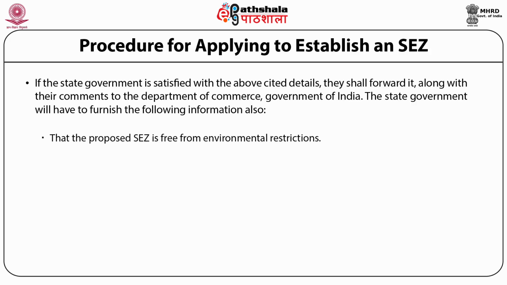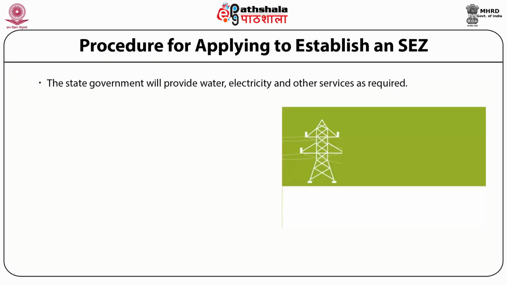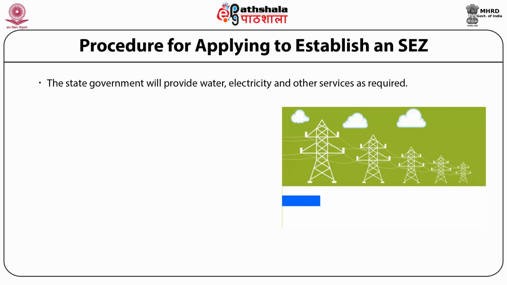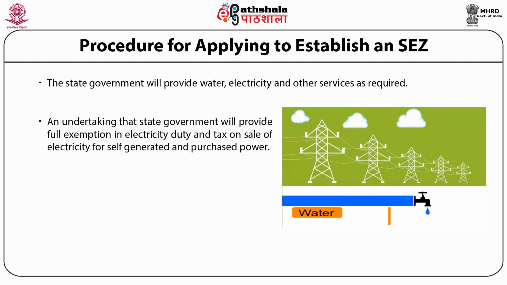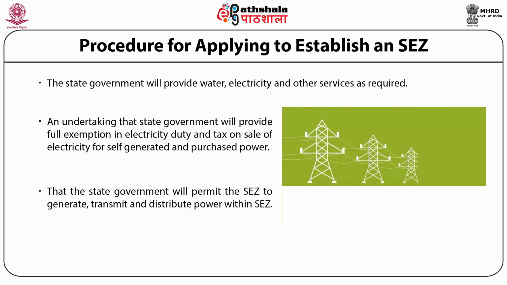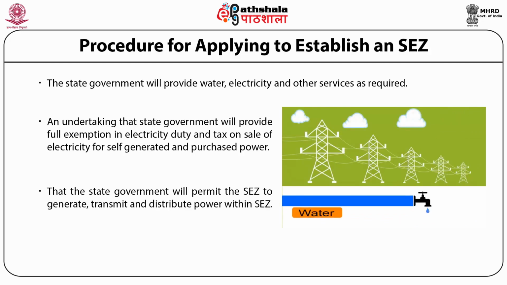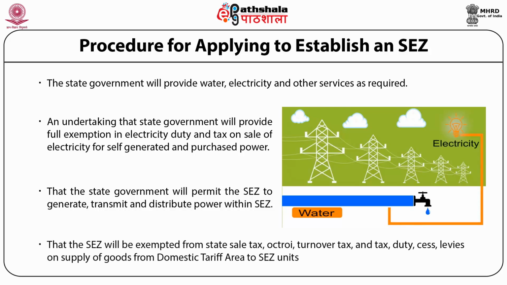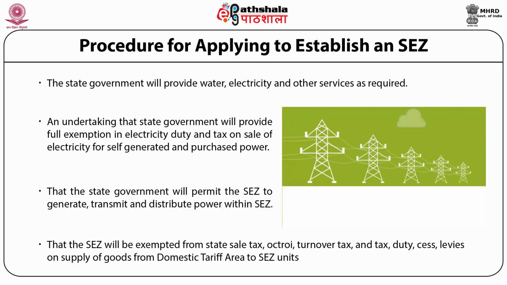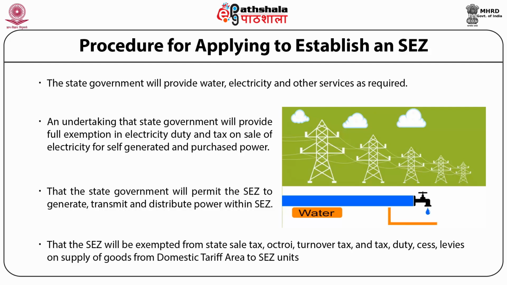The first is that the proposed special economic zone is free from all environmental restrictions. The state government will provide water, electricity and other services as required. An undertaking that the state government will provide full exemption in electricity duty and tax on sale of electricity for self-generated and purchased power. That the state government will permit the SEZ to generate, transmit and distribute power within the SEZ. That the SEZ will be exempted from the state sales tax, octroi, turnover tax and tax duty, cess, levies on supply of goods from domestic tariff area to SEZ units.